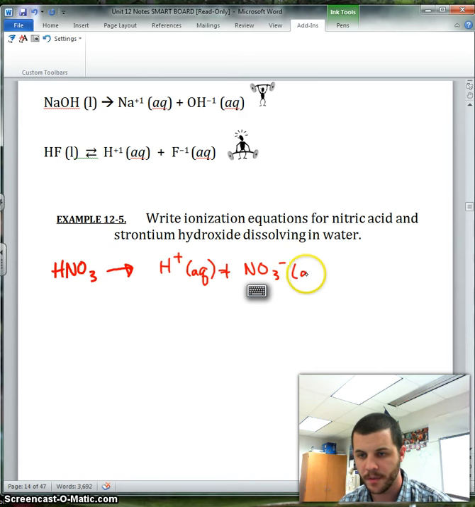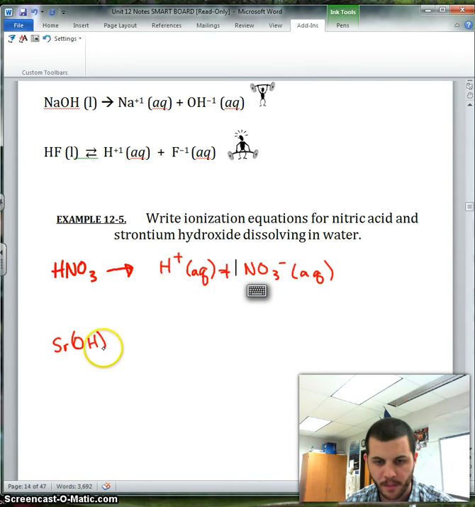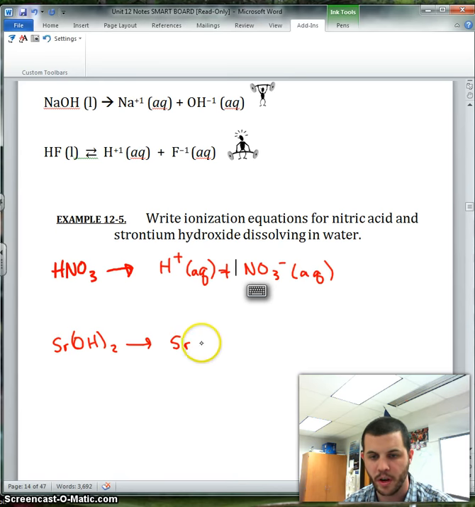And that's also aqueous. So this is going to be my dissociation equation, or my ionization equation, for nitric acid. Okay, I can do the same thing with strontium hydroxide. I'm just going to write out Sr(OH)2, and that's going to dissociate into a strontium ion.